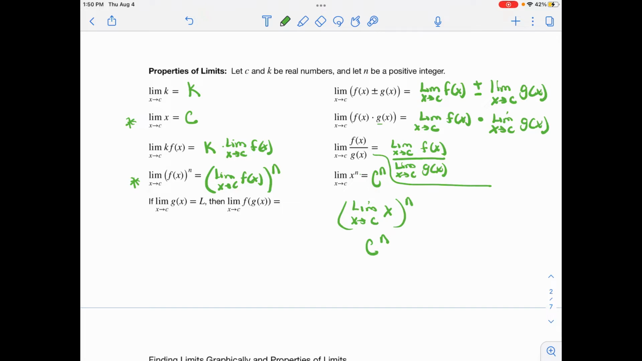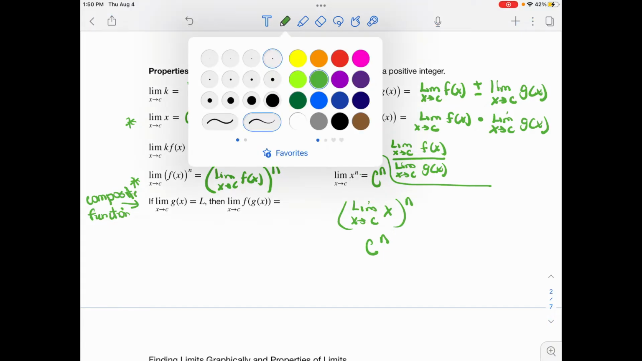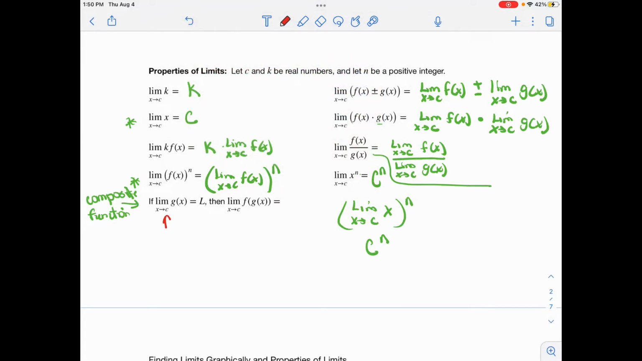Now, this last one is a composite function. So when you have a function inside of a function, how do we determine the limit? In order to find the limit of a composite function, you first need to find the limit of the inside function. Notice my composite function here is f of g of x, and g of x is my inside function.